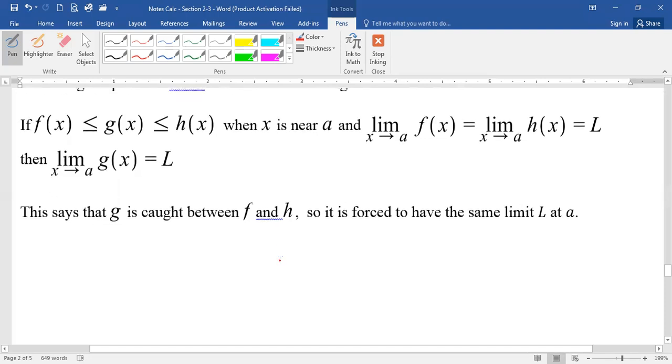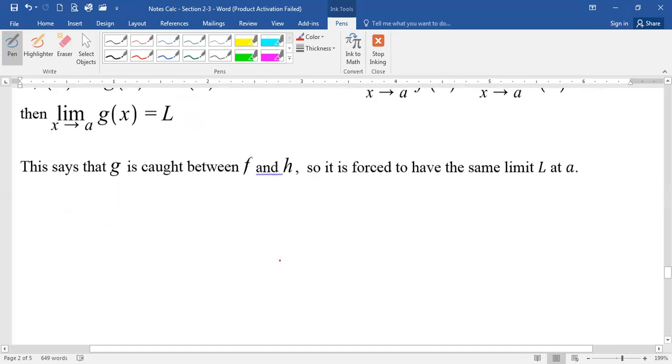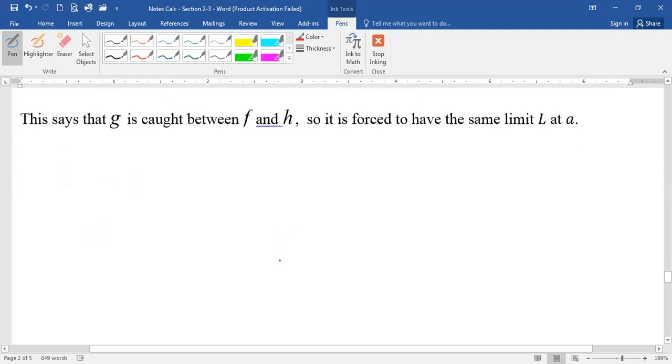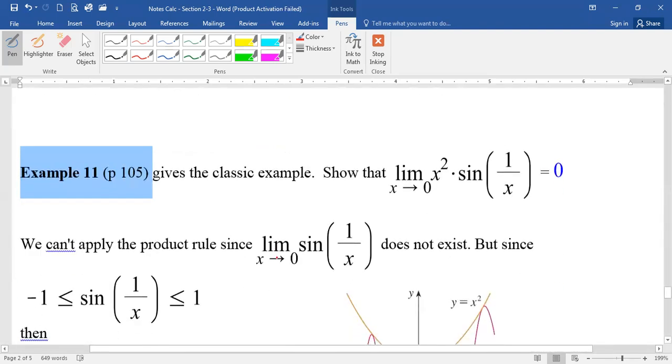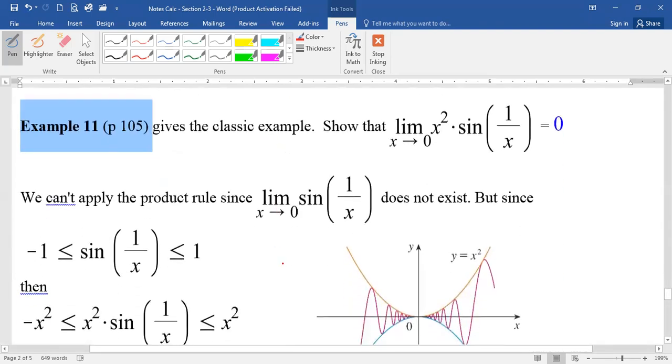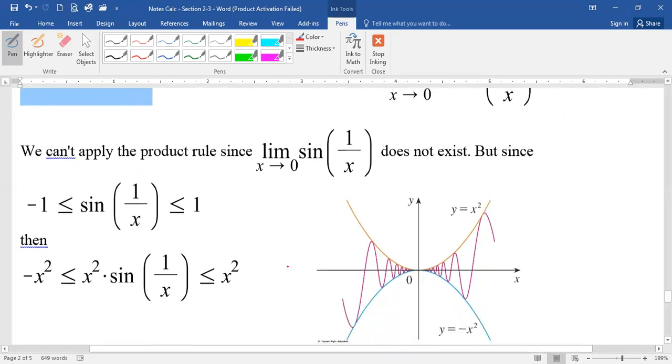Okay, and this is kind of what it looks like. It's just saying that if g is caught between f and h, it's forced to have the same limit at x equals a. So a classic example: the limit as x approaches 0 of x squared times sine of 1 over x is going to equal 0. This is why. We can't apply the product rule, since for sine of 1 over x, well, 1 over 0, we can't divide by 0. It does not exist, so we can't just do the product rule.